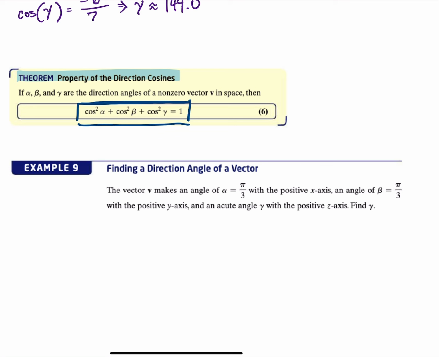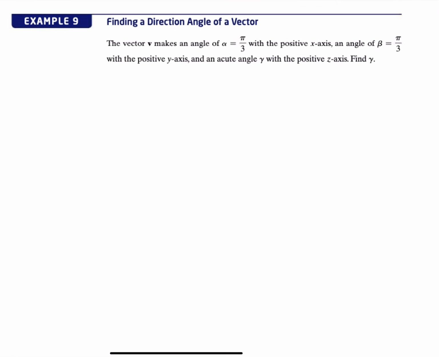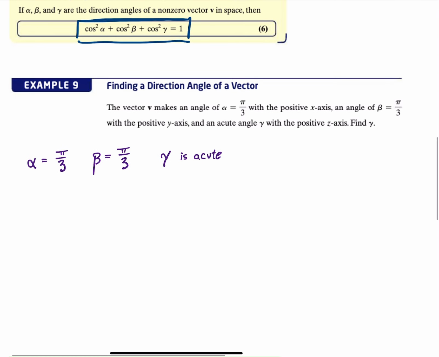So let's say we're given two angles and we want to find the third one. That's where we can use this new property. In example 9, they tell us that a vector v makes an angle alpha of pi/3 with the positive x-axis, beta is the angle of pi/3 with the positive y-axis, and there's some acute angle gamma with the positive z-axis. Let's use this previous statement in order to solve for gamma.